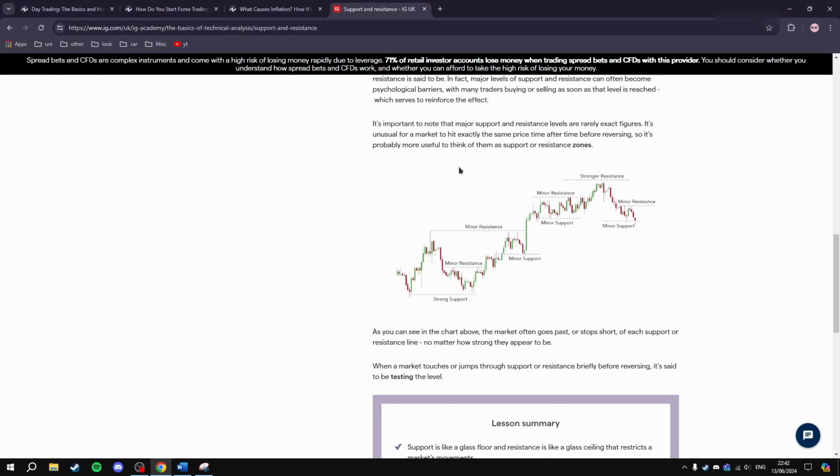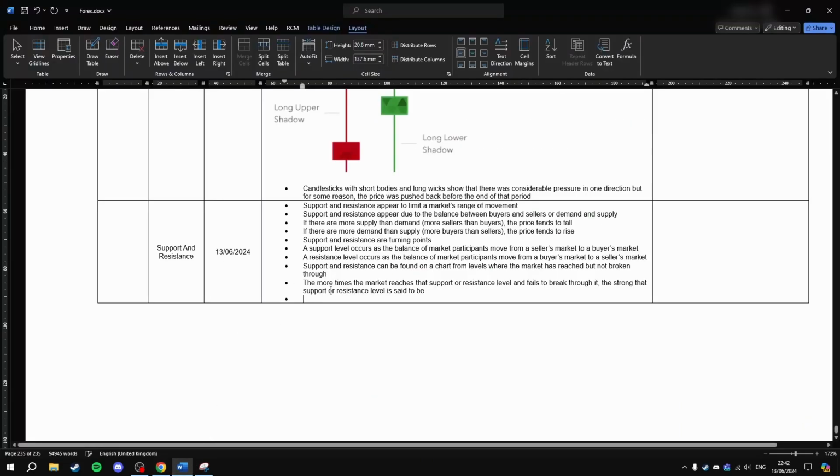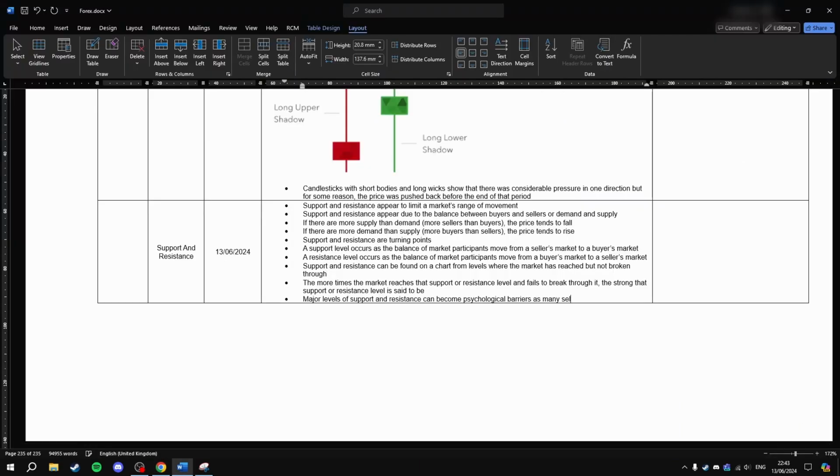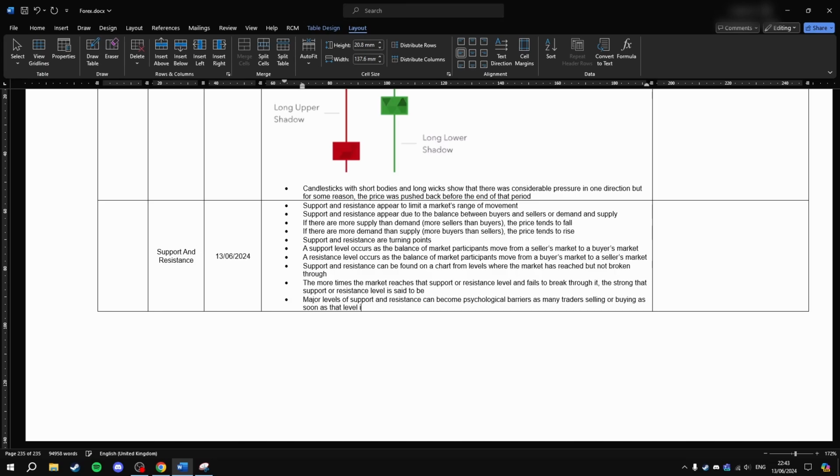In fact, major levels of support and resistance can often become psychological barriers, with many traders buying or selling as soon as that level is reached, which serves to reinforce the effect.